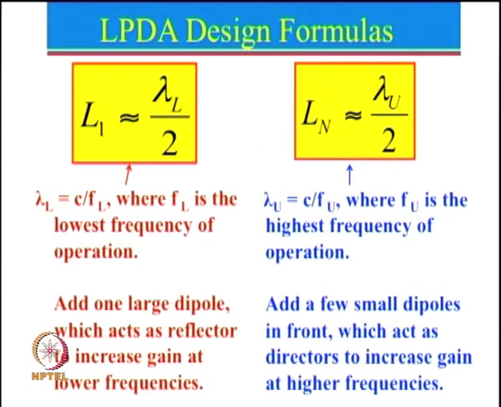So that is why it is our recommendation, when you are designing a log periodic dipole antenna, this can be the starting dipole and the ending dipole, but our recommendation is after that you add one larger dipole behind this and a few dipoles in front to increase the gain at higher frequencies.